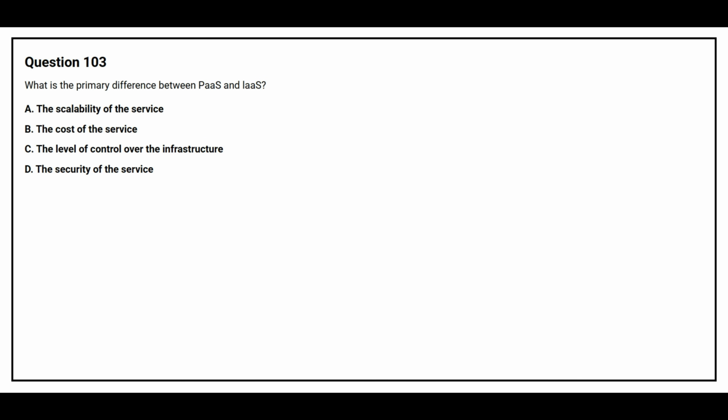Question number 103. What is the primary difference between PaaS and IaaS? Option A, the scalability of the service. Option B, the cost of the service. Option C, the level of control over infrastructure. Option D, the security of the service. The correct answer is option C, the level of control over the infrastructure.